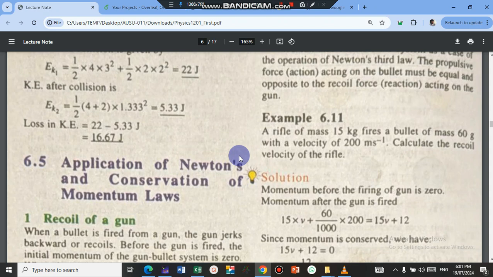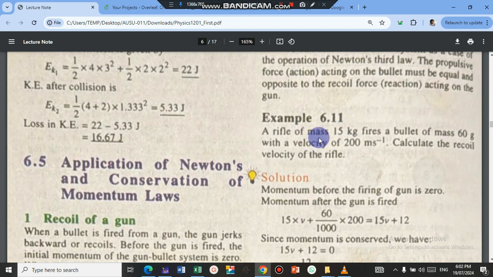Now, in the sixth video, we explained the first application of Newton's laws and the conservation of momentum, which was the recoil of the gun. Now we are going to solve a problem that has to do with the recoil of a gun. Here, the problem is example 6.11.